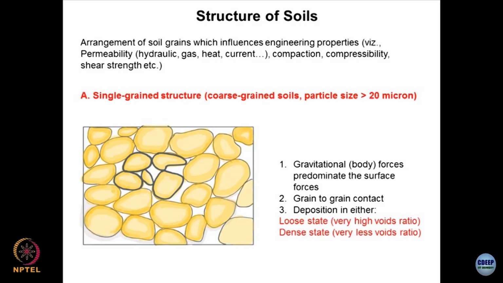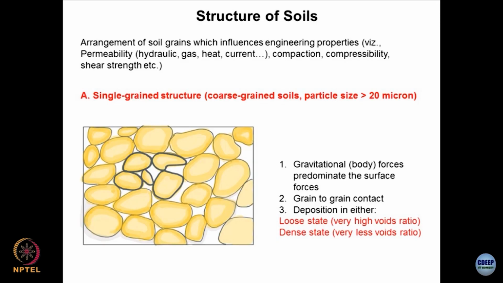Now, these type of depositions are either in a very loose state or in a very dense state. So, today we are going to discuss how to quantify the dense state and the loose state of the material. When we say loose state, it is a very high void ratio, both are correct, voids ratio is also correct, void ratio is also correct. So, do not get confused by the term. Loose state is the one where the void ratios are extremely high, dense state is the one where the void ratios are less, clear.